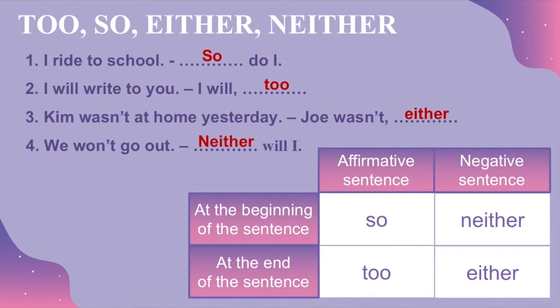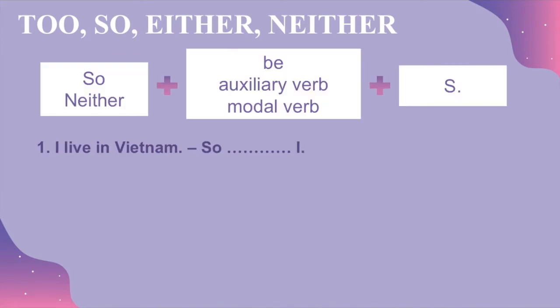Câu số 4, we won't go out. Đây là một câu phủ định. Và cái chỗ trống mà mình cần điền á, thì nó lại nằm ở đầu câu, cho nên mình sẽ phải dùng neither. Well, we have learned when to use to, so, either, and neither, and now we'll learn about the form of each one.